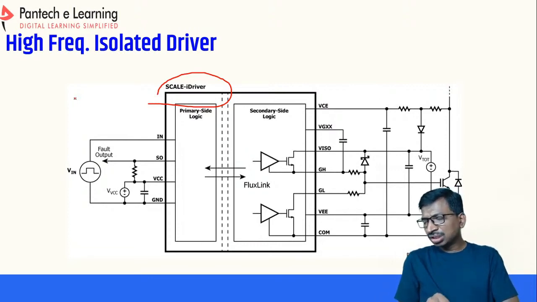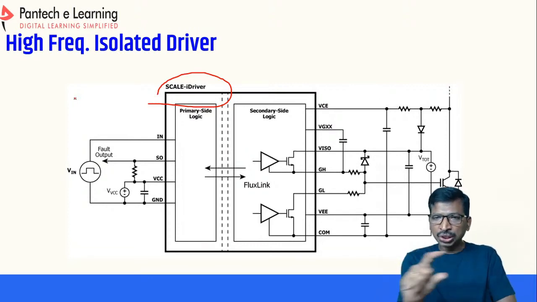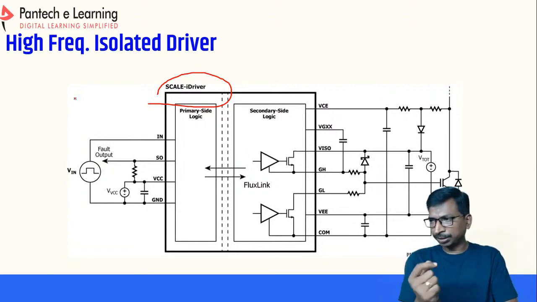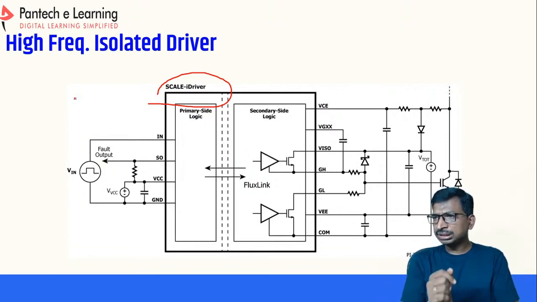The isolation transformer is not a usual transformer, it's called a pulse transformer. It is a 1:1 transformer, so the loss will be very negligible.